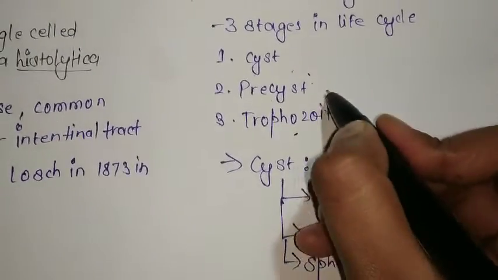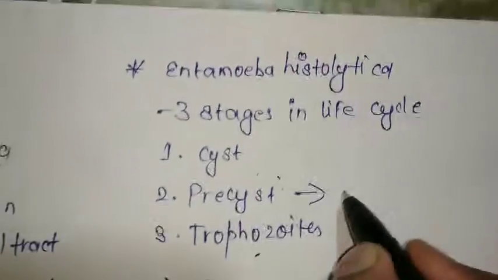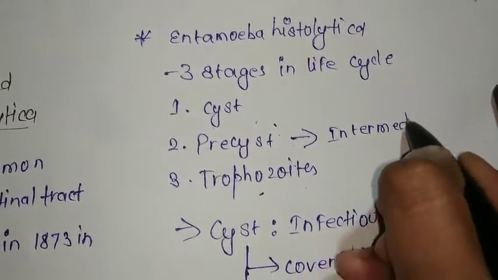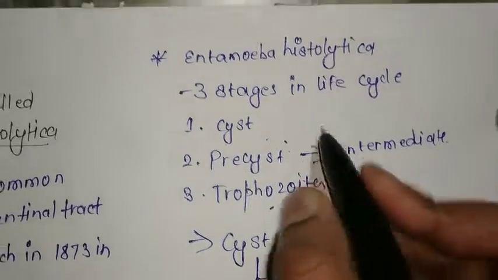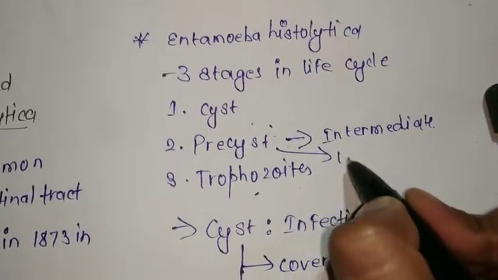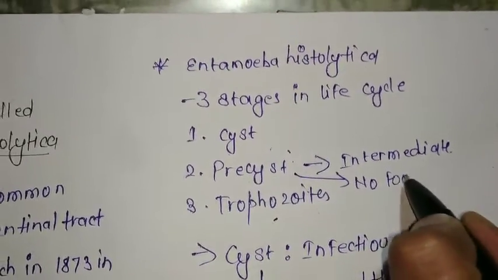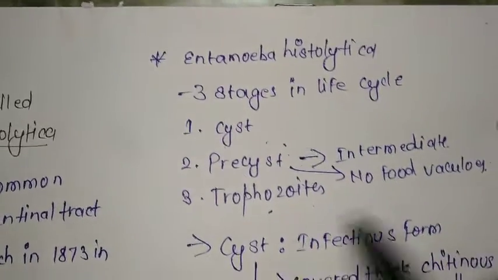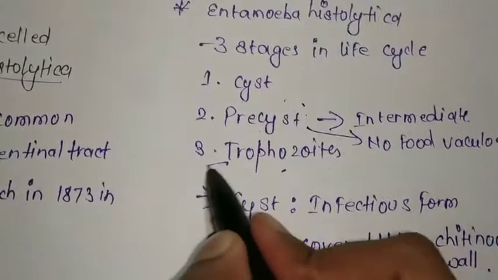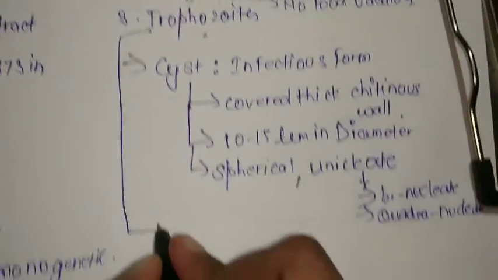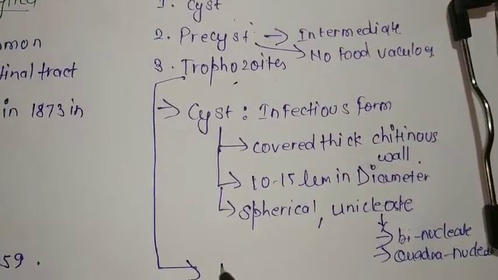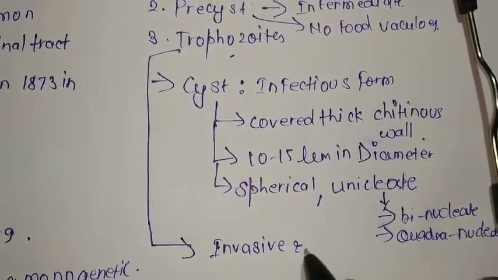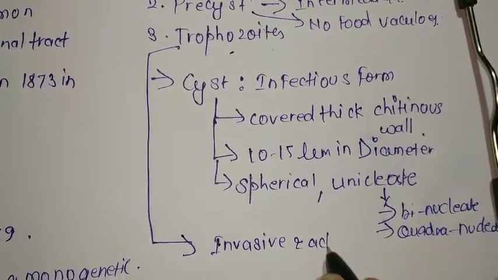Now we will talk about the precyst. Precyst is an intermediate form, and in this there are no more food vacuoles. But the trophozoite is an invasive and active form of the parasite.